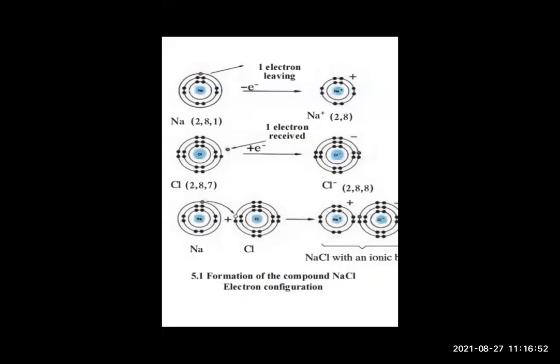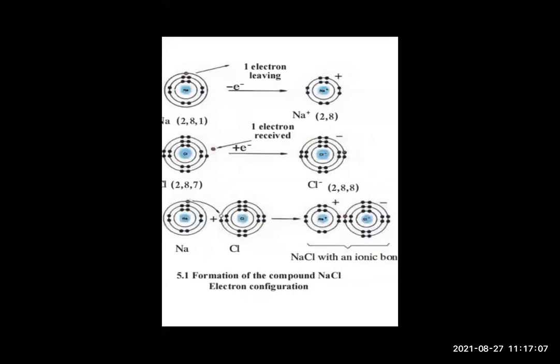Ionic bond. Very good, Purva. Yes, an ionic bond is formed and a new compound called sodium chloride is formed. Yes, sodium chloride with an ionic bond. Now you can look at the third diagram where Na plus and Cl minus react and form NaCl with an ionic bond. Yes, so that is nothing but an ionic compound.